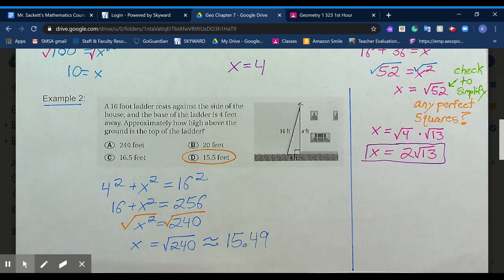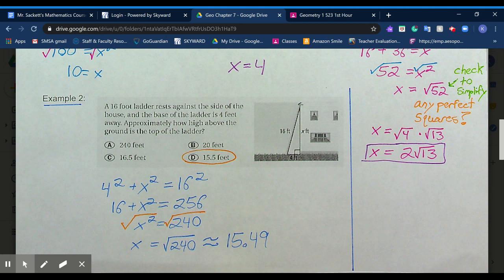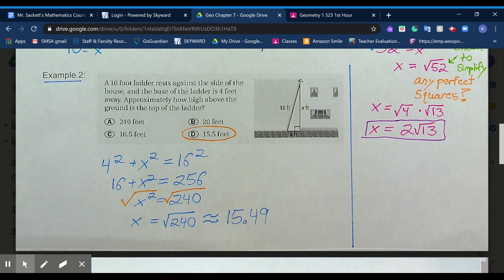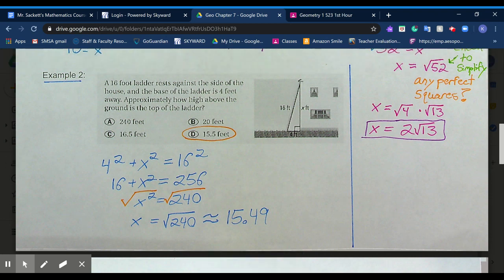So using the Pythagorean theorem, 4 squared plus x squared equals 16 squared. Then we'd have 16 plus x squared equals 256. Subtract 16 from each side, and x squared equals 240. Then take the square root of both sides, and x would be the square root of 240, which is approximately 15.49. So of our multiple choice options, the closest would be 15.5 feet.